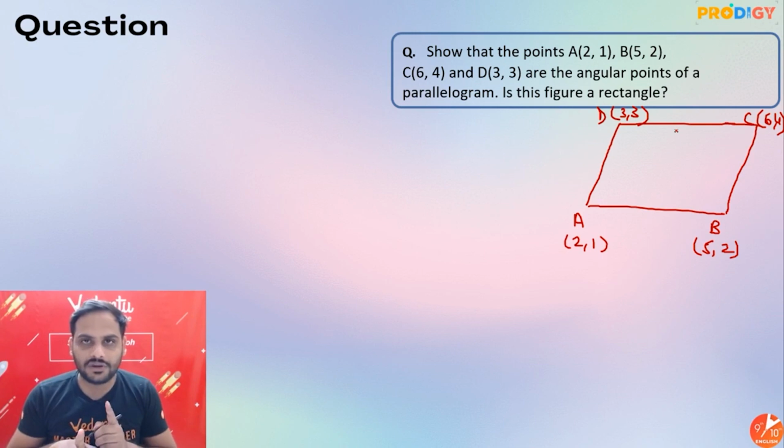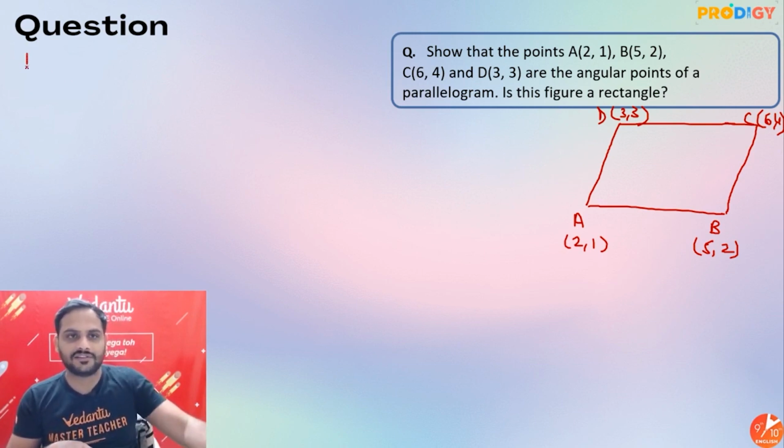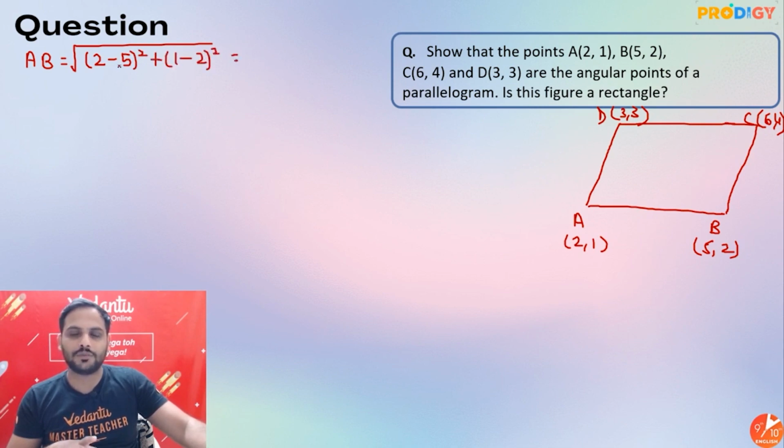Now in a parallelogram, opposite sides are equal. ठीक है? So first let's see what is AB. Distance between AB will be square root of 2 minus 5 whole square plus 1 minus 2 whole square. 2 minus 5 is minus 3 whole square, which is 9, and 1 minus 2 will be minus 1, whole square is plus 1, which is root 10.